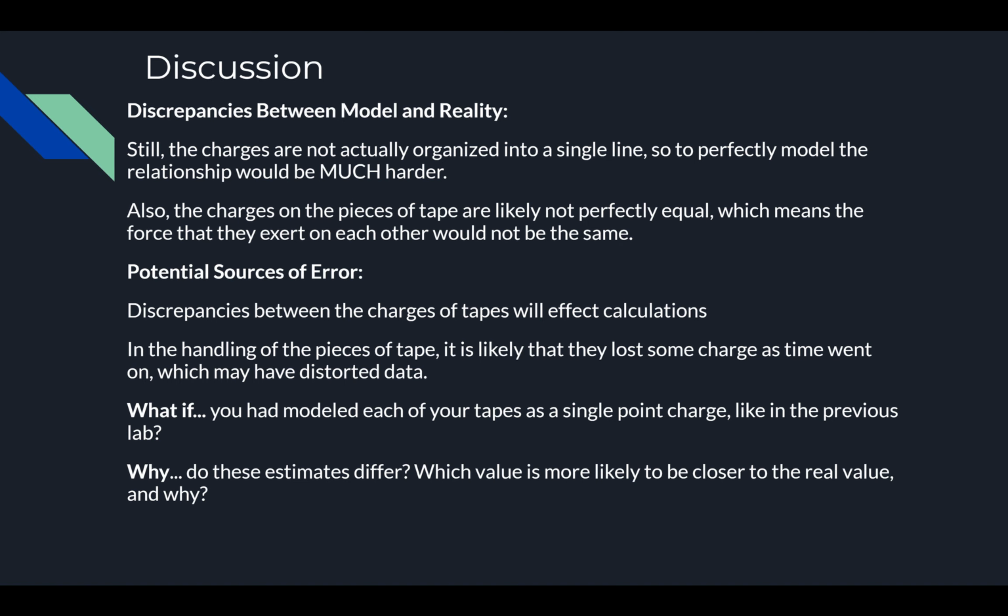And then why do these estimates differ? Because they're two different models, essentially. We're treating them as two entirely different scenarios. So of course they're going to differ. And we can assume that this model with the line arrays is going to be closer to the real value because it is more accurate to what actually happens when the tapes are charged.